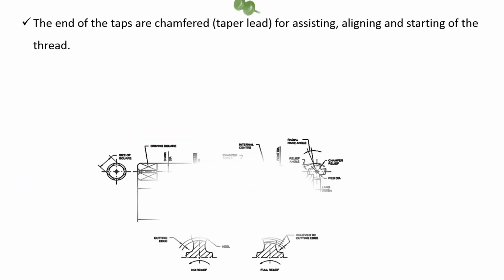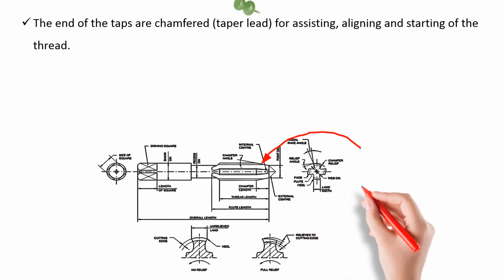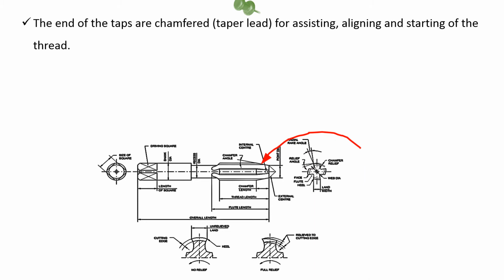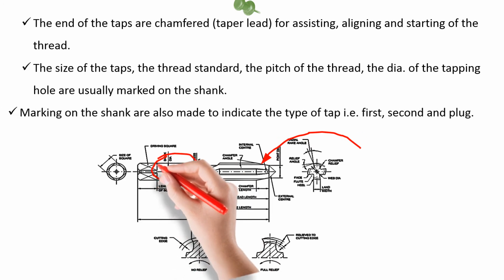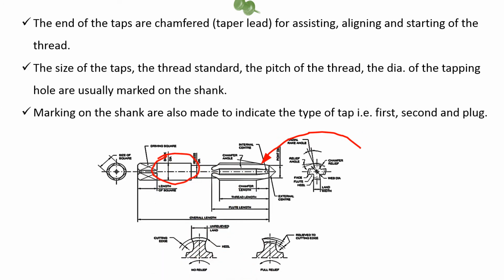The end of the taps are chamfered, taper lead, for assisting, aligning and starting of the thread. The size of the taps, the thread standard, the pitch of the thread, the diameter of the tapping hole are usually marked on the shank. Markings on the shank are also made to indicate the type of tap, that is, first, second and plug.